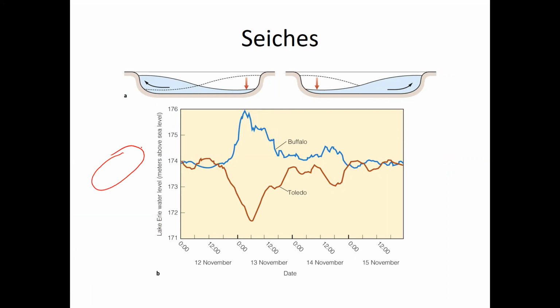It's positioned like this, where Buffalo, New York is up here and Toledo, Ohio is down here. So, two opposite ends. You see when the water level is higher in Buffalo, it was lower in Toledo. And when it was high in Toledo, it was low in Buffalo. And it was very high in Buffalo, very low in Toledo, and you can see it just alternating back and forth.